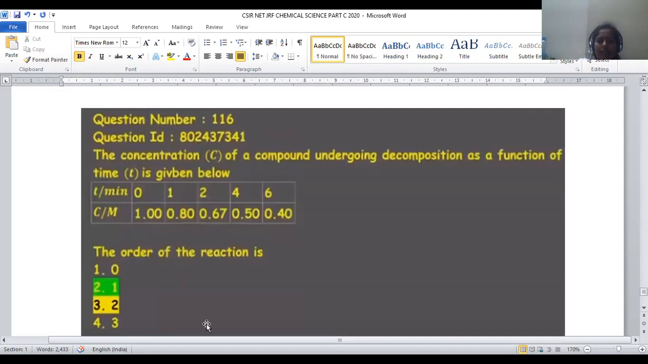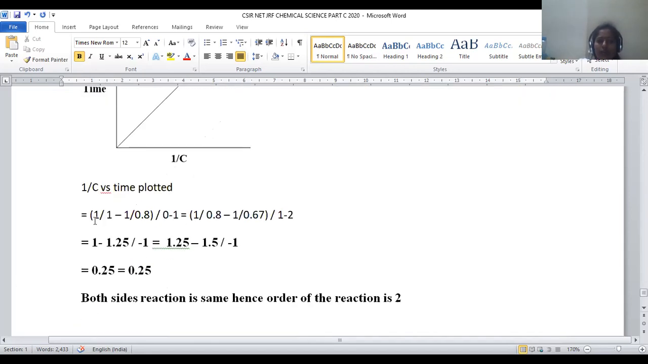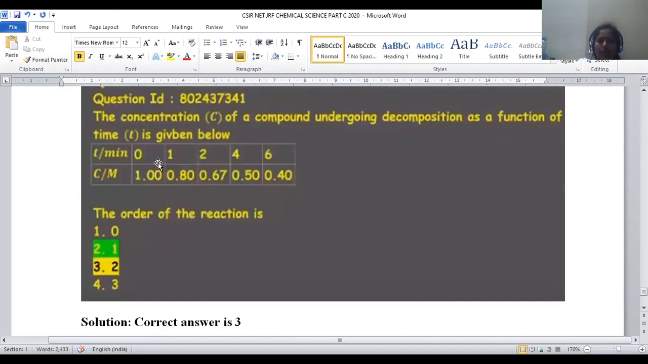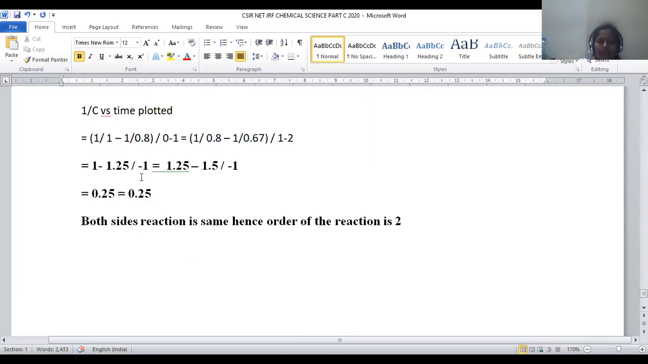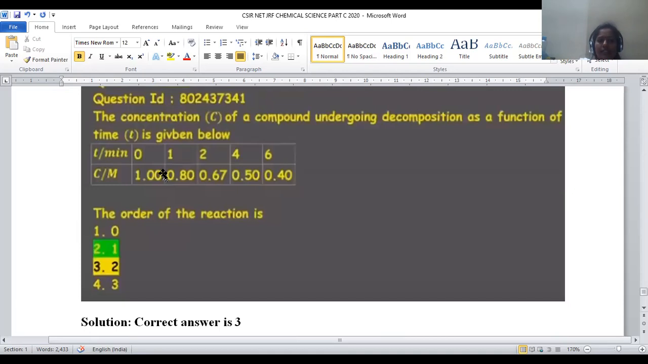When we are taking the difference of these two, how can we take 1 by 1 minus 1 by 0.8? So 1 by 1 minus 1 by 0.8, divided by 0.1, so 0 to 1. So the difference is 0 to 1. So 1 minus 1 by 0.8, divided by 0 to 1.